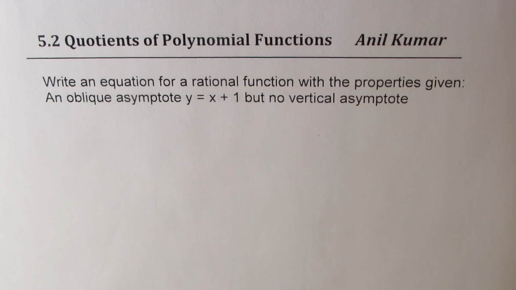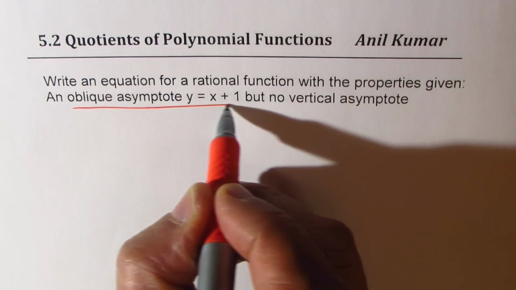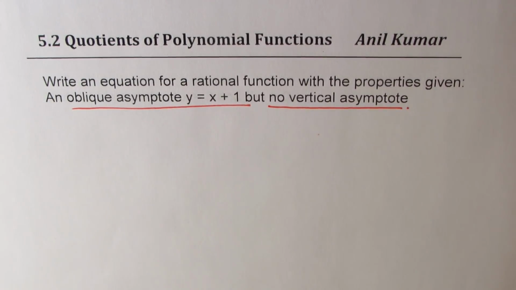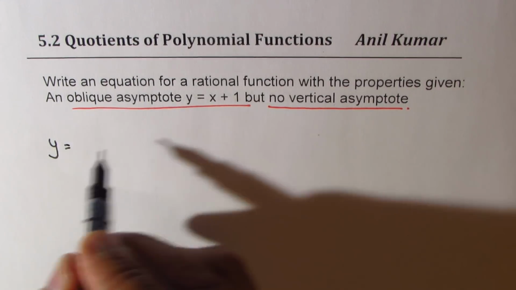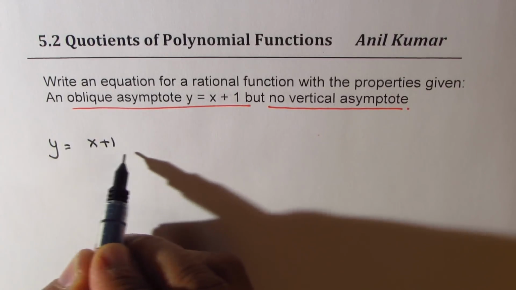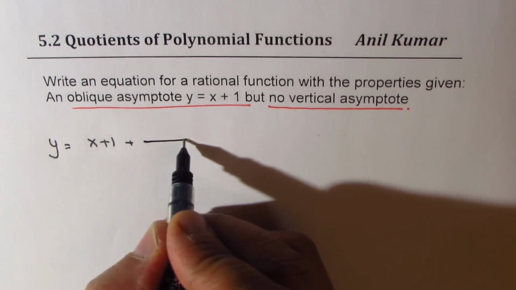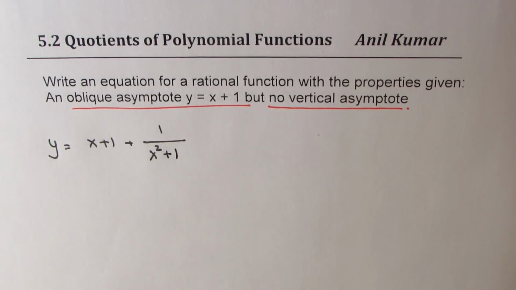Now let's take the next one, which says oblique asymptote this time, x plus 1, but no vertical asymptote. No vertical asymptote is very important. Okay, that means we have y equals x plus 1. We have to approach this value, but no vertical asymptote. So we could have like 1 over x squared plus 1. You understand?